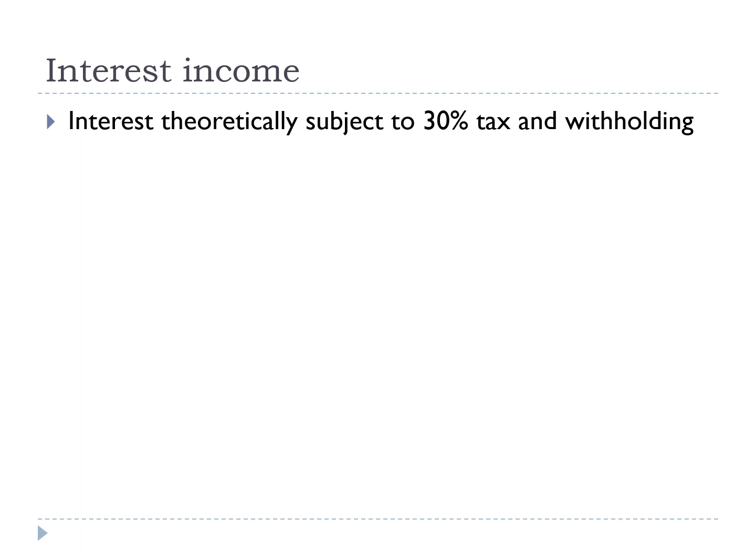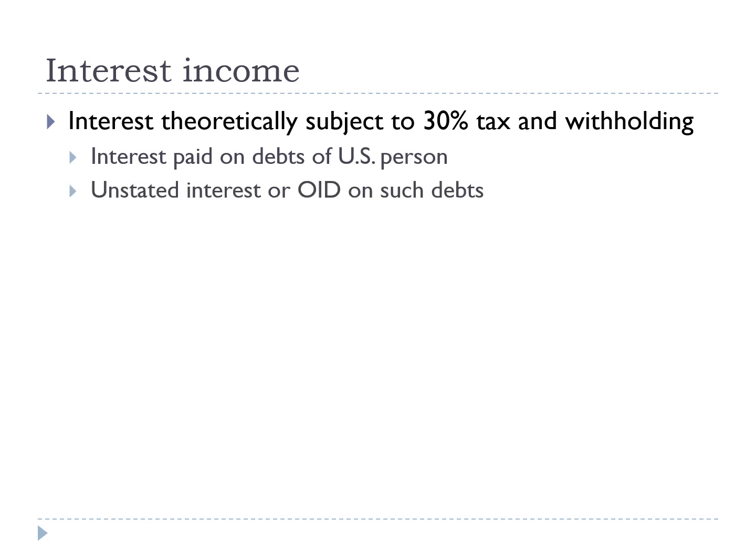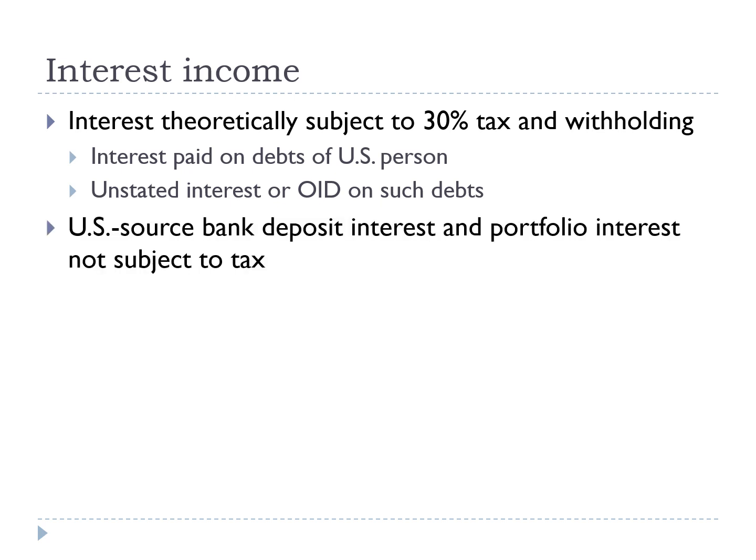Theoretically, interest that is considered non-business income is subject to 30% tax and withholding. This taxable interest includes any interest paid on debts of a U.S. person and any unstated interest or OID on such debts. However, much of U.S. source interest income, including bank deposit interest and portfolio interest, is exempt by statute from tax.